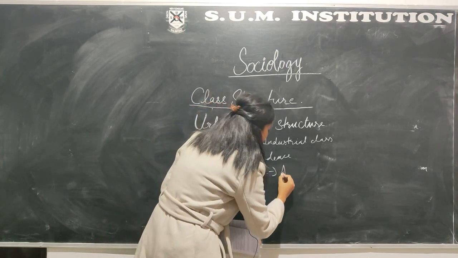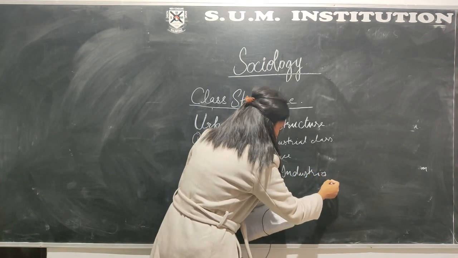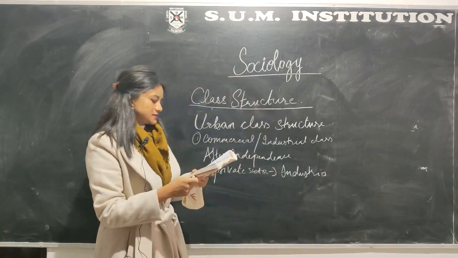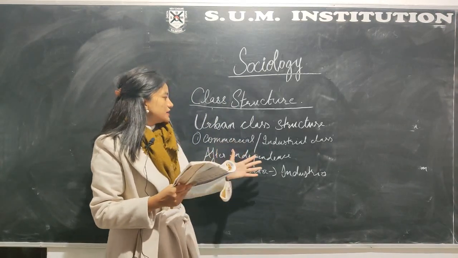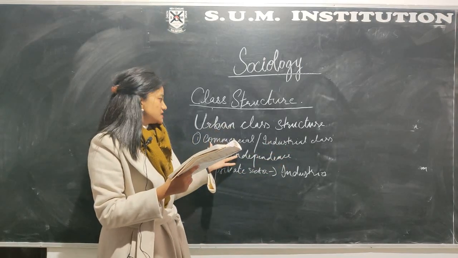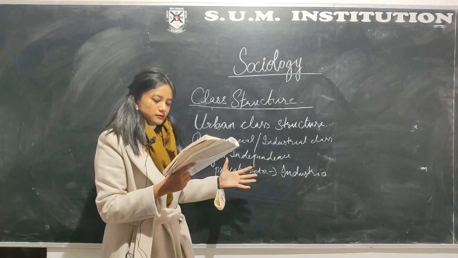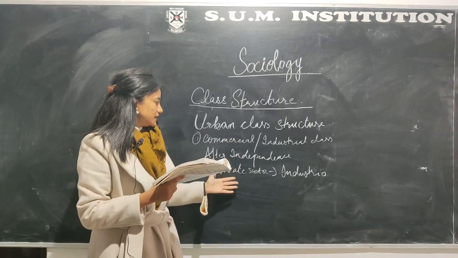Fields like industries were given in the hands of the private sector, due to which there was a phenomenal rise in the commercial and industrial class. So all these industrialists and commercialists had a phenomenal rise after independence because it was given in their hands.